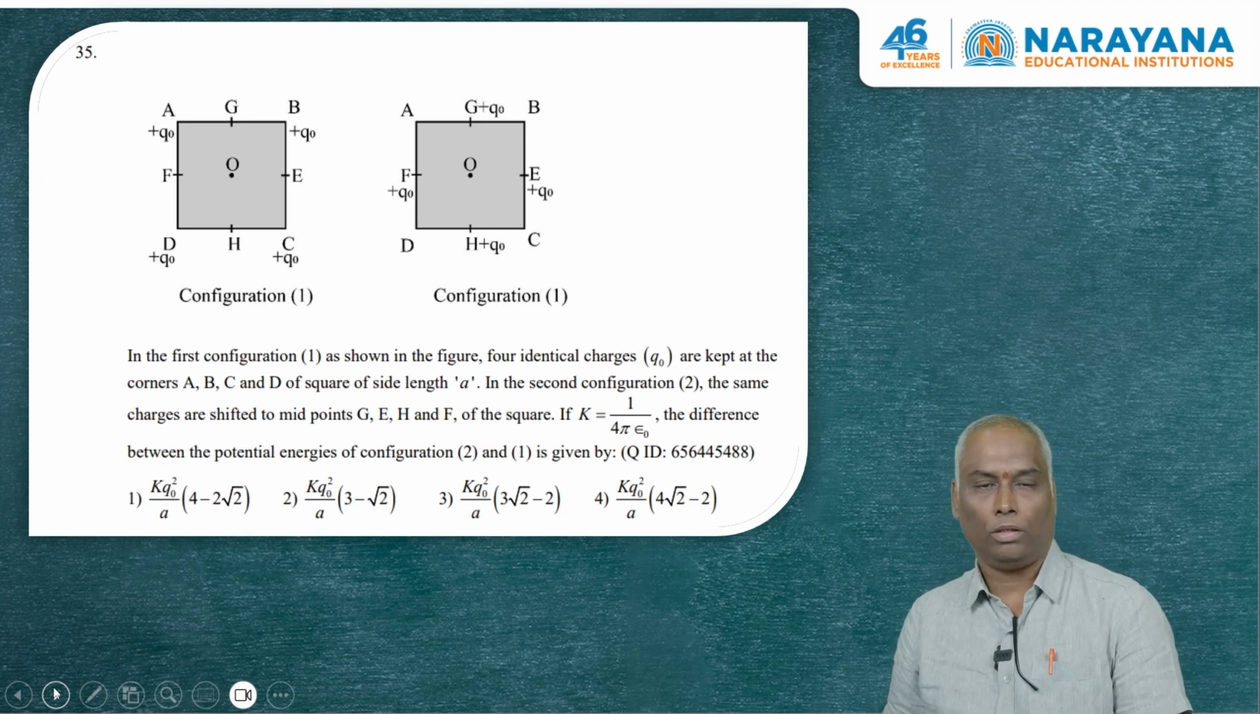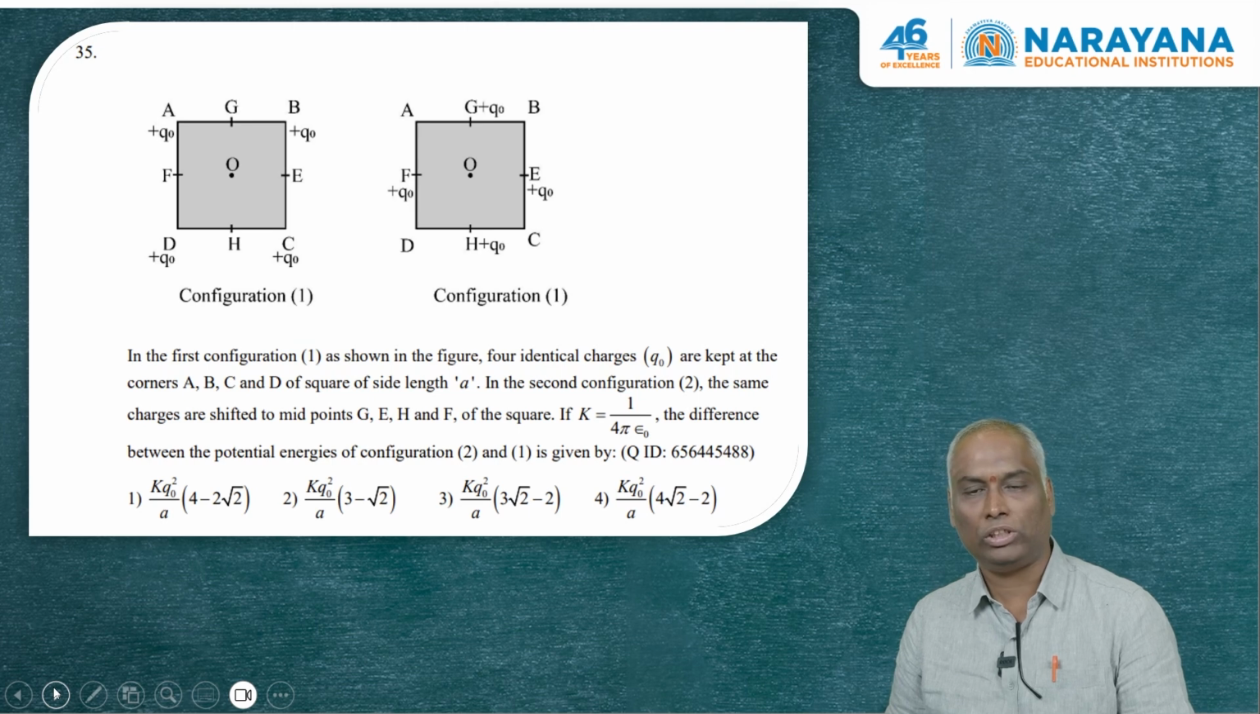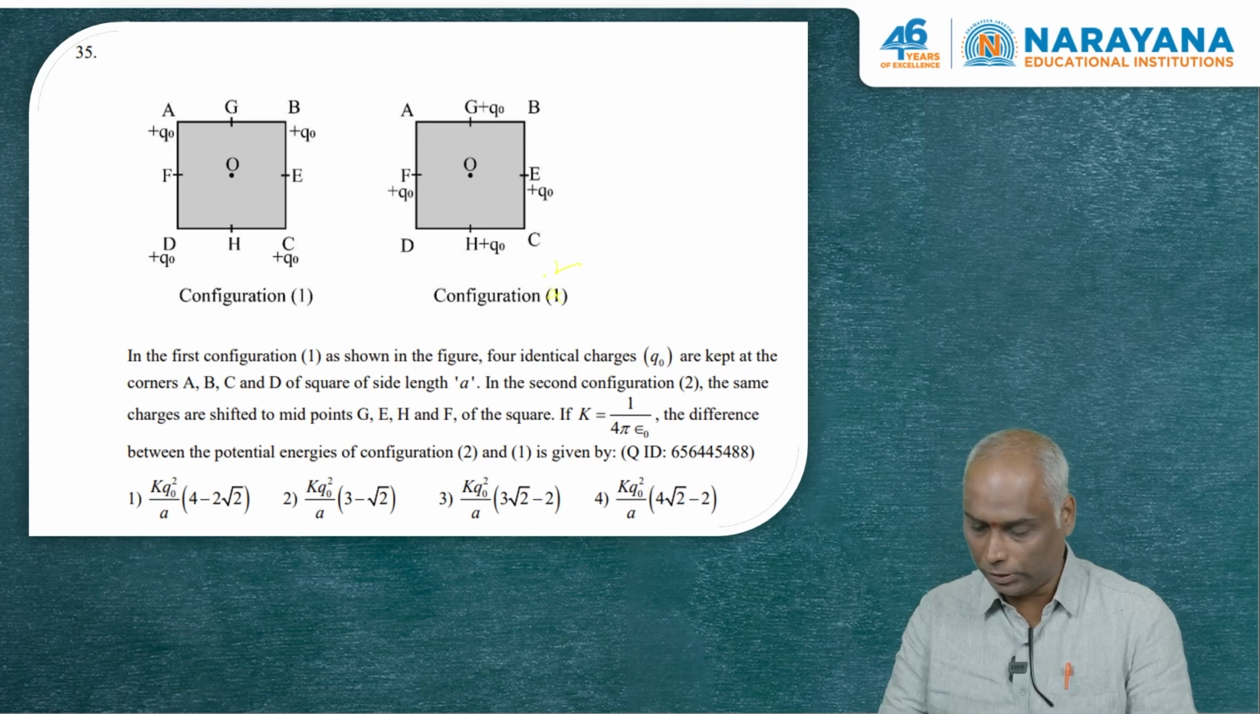Question number 35. In the first configuration, configuration 1, as shown in the figure, 4 identical charges Q0 are kept at the corners A, B, C and D of a square of side length a. In the second configuration, configuration 2, the same charges are shifted to the midpoints G, E, H and F of the square. K is equal to 1 by 4 pi epsilon naught. The difference between the potential energies of configurations 2 and 1 is dash. So they are asking for the difference in potential energy between configuration 1 and configuration 2.